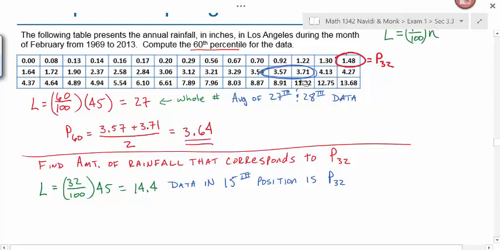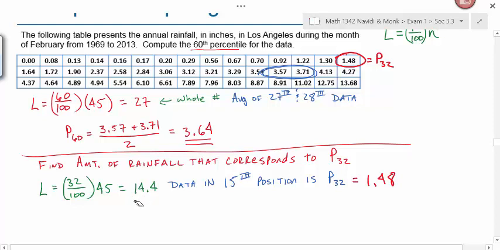The only time you have to do the average is if your locator comes out to be a whole number. If it's anything else, you round up to the next whole number and go with the number in that position. So for this problem, P sub 32 is equal to 1.48. Do you see the difference?